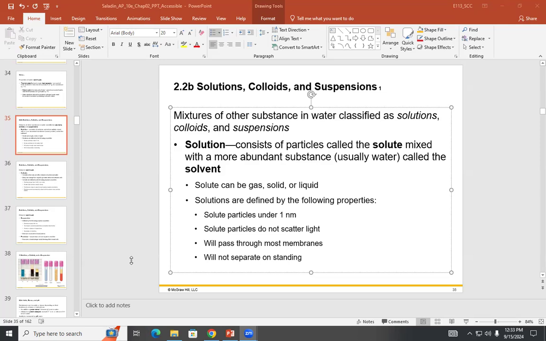Okay, so a solution, colloid, and suspension all have a liquid in which you're dissolving a solid. Well, if they all have a liquid in which a solid is dissolved, that makes them the same, right? So why do they have different names? They do different things. So what do you think is different?